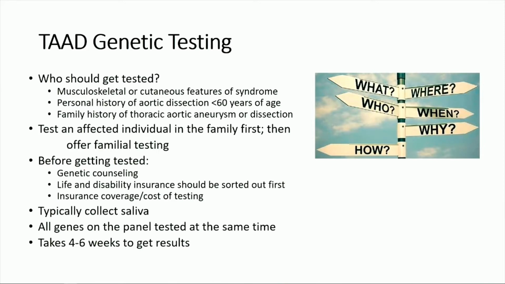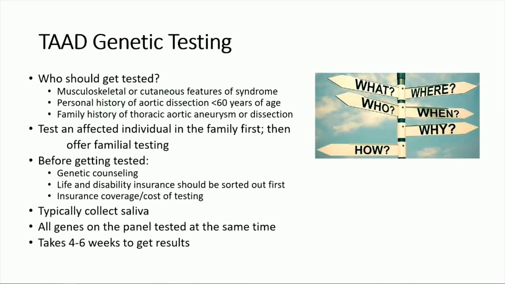Before getting tested, we certainly recommend sitting down with a genetic counselor or a genetics professional to go over the testing and the limitations. We do suggest that if possible, especially if you're testing children or young adults, or if an adult has had an aneurysm or dissection, to have those uncomfortable conversations, thinking about getting life and disability insurance in place first. And then talking with a genetic counselor can help ease your mind about whether insurance is going to cover this testing and how much it costs.